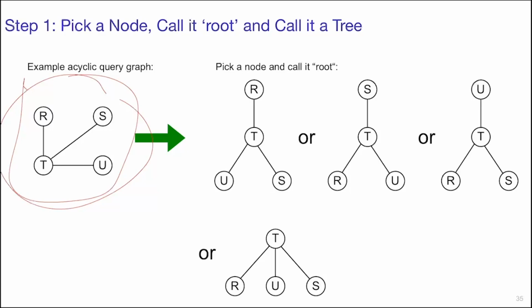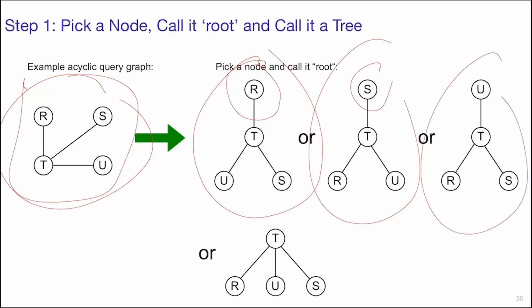So I have 4 possibilities to pick a node. Here I pick R as a root node, and that induces a tree, not necessarily binary, but a tree. If I pick S as a root node, that's a tree. If I pick U as a root node, or if I pick T, that is a tree that's being induced. Yeah? That's step 1 of the algorithm.